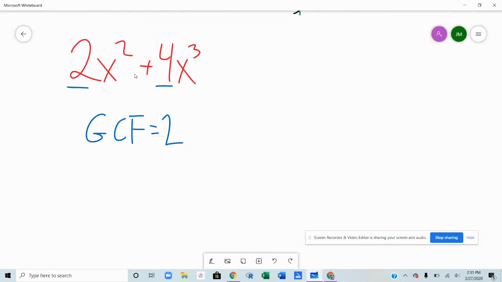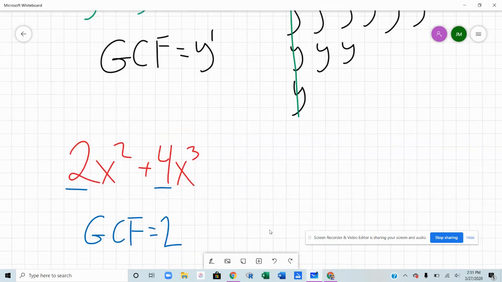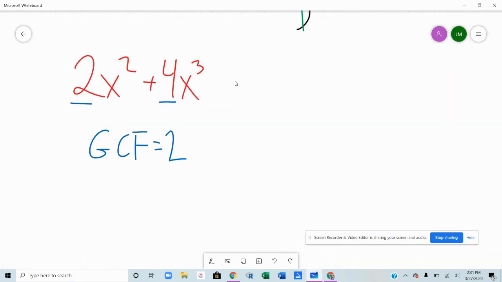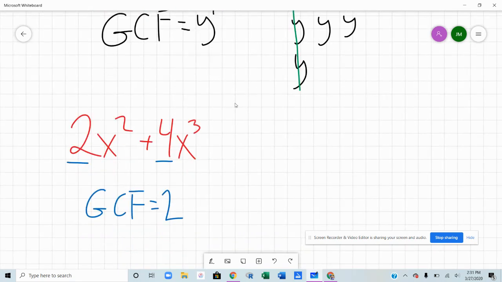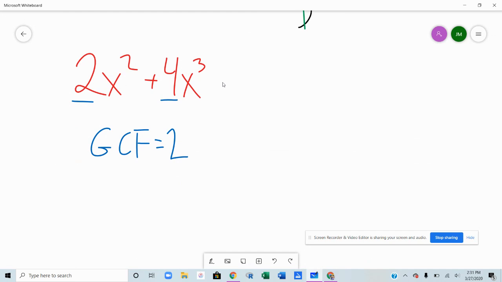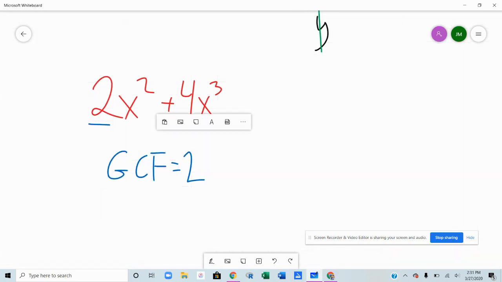Then you go to your variables. You can either use the trick or you can write them out, whichever way you preferred. So with the trick, we look for the smallest exponent. We've got a 2, we've got a 3, so the 2 is smaller, that gives you x squared.